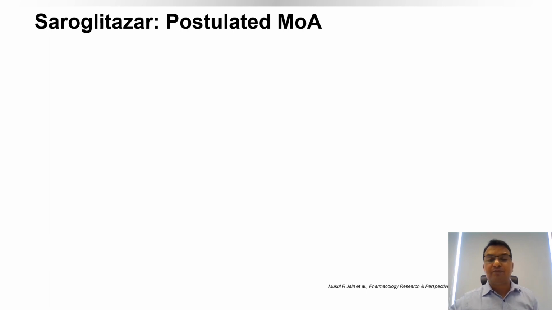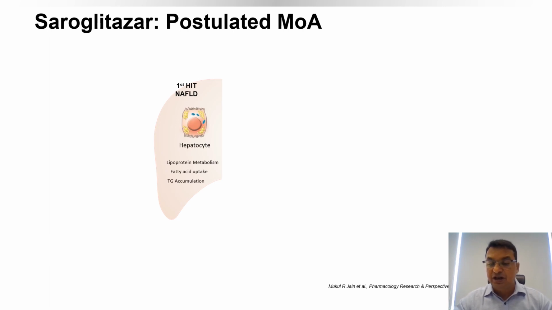What is the postulated mechanism of action of saroglitazar in NAFLD and NASH? As we all know, there are 3 hits in the pathophysiology of NAFLD and NASH. The first hit is increased lipid deposition in the liver, that is, excessive triglyceride deposition in liver tissue. And we know saroglitazar significantly reduces triglyceride and hence it reduces steatosis.